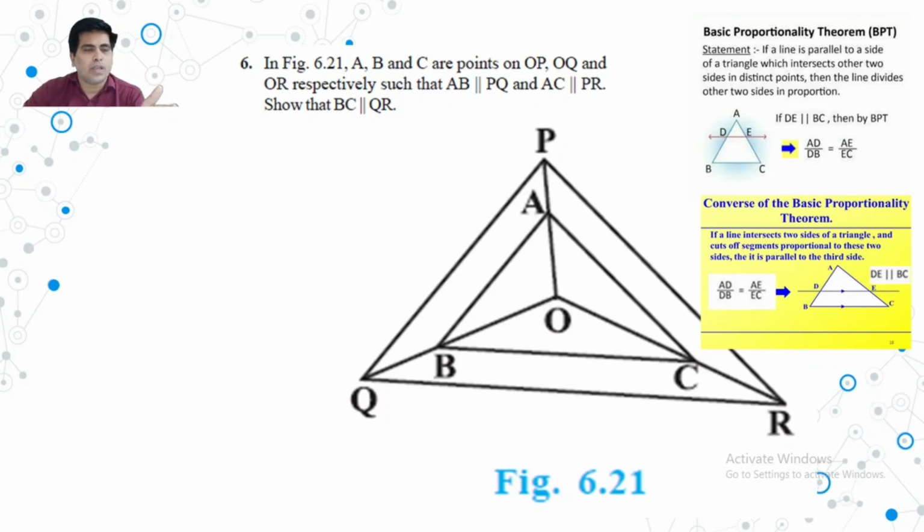Question number 6 in 6.2 exercise, triangles chapter. In the figure 6.21, A, B, and C are the points on OP, OQ, and OR respectively, such that AB is parallel to PQ and AC is parallel to PR. Show that BC is also parallel to QR.